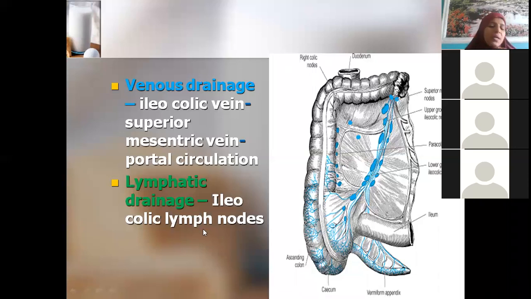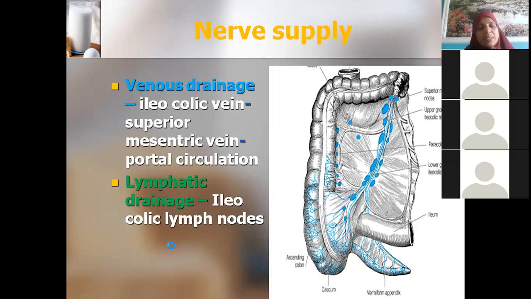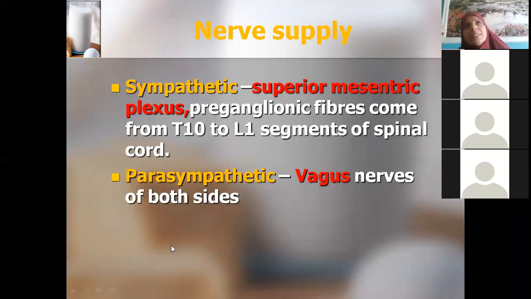Finally, they will also drain into the mesenteric group of lymph nodes, where again they will drain into the cisterna chyli, that is the enlarged lymphatic sac. From where what starts? Thoracic duct. Thoracic duct. Very good. So nerve supply, always we have sympathetic and parasympathetic.